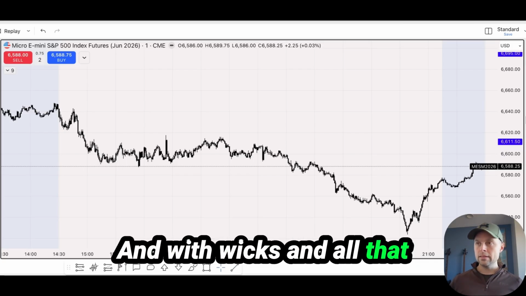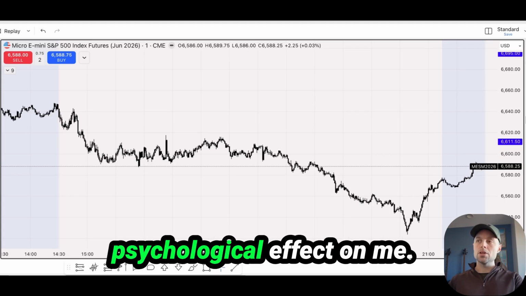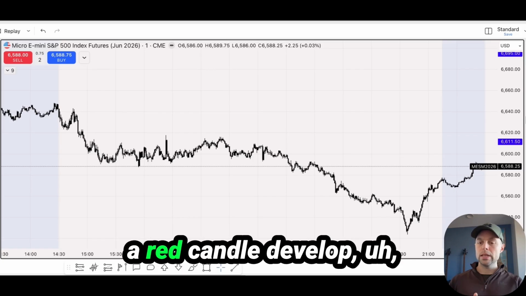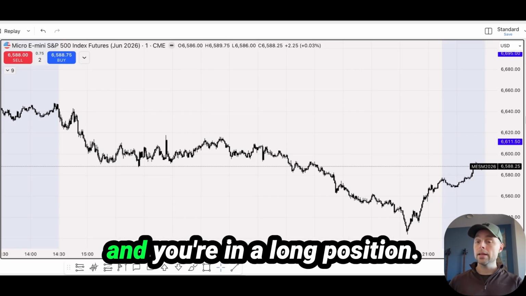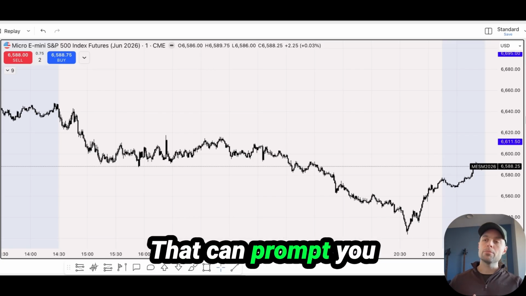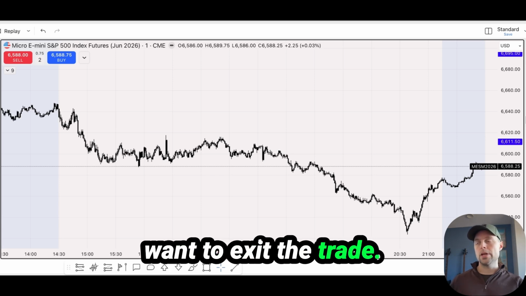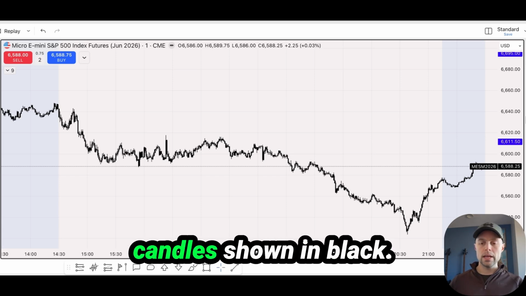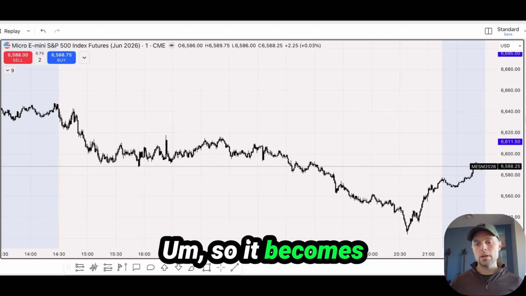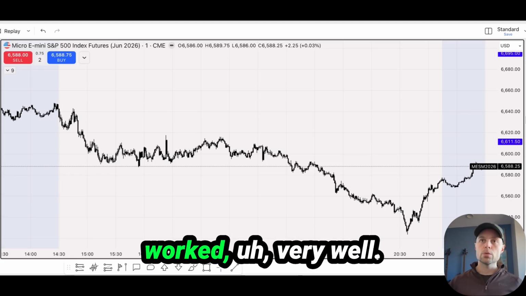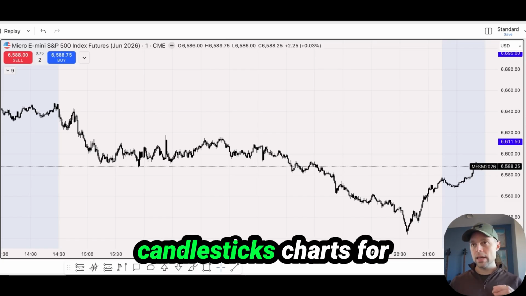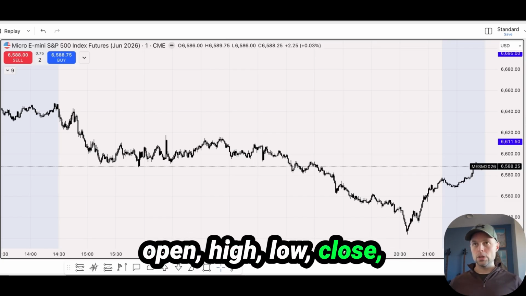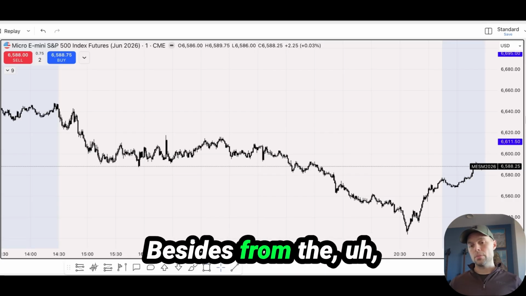And with wicks and all that, that has had a mental or a psychological effect on me, particularly if I'm in a trade. Being a new trader, you see a red candle develop, maybe a strong red candle, and you're in a long position. That can prompt you psychologically to want to exit the trade. I take a bit of the top off of that psychological impact by having all the candles shown in black. So it becomes less emotional for me, and that's worked very well. So you will see that the candlestick charts for me are black candles on a white canvas. They are the standard open, high, low, close candlesticks, besides from the coloring.